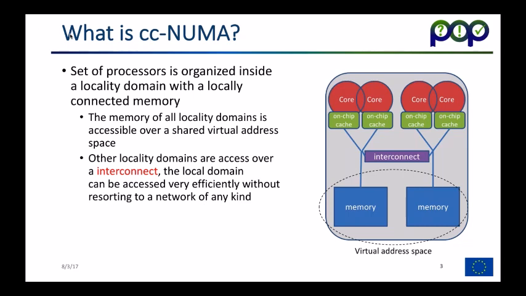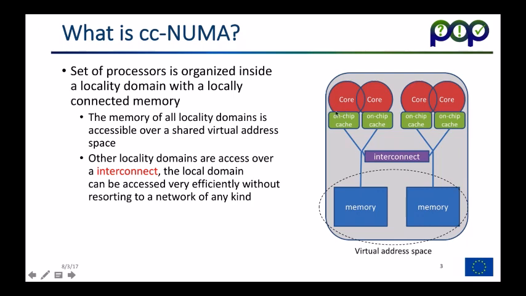NUMA stands for Non-Uniform Memory Architecture, and the CC stands for cache coherency. That's a standard on current systems: if you have a multi-socket system, you will find that the system memory hierarchy is non-uniform, and still it supports cache coherency. So in the context of NUMA, we talk of what we call a locality domain.